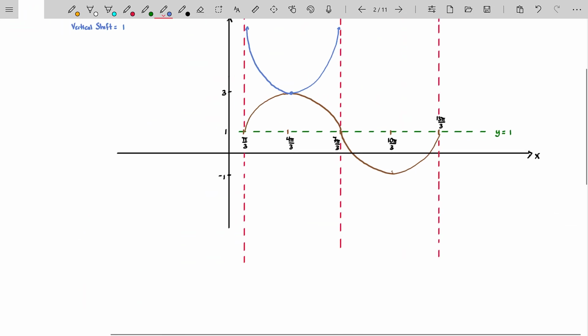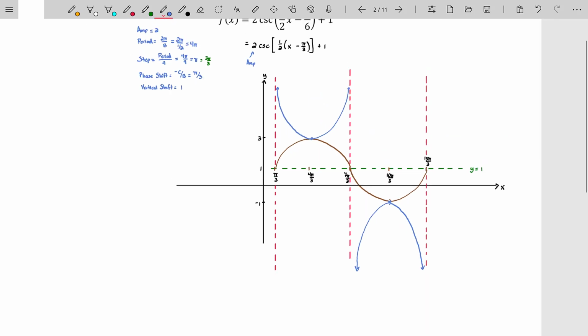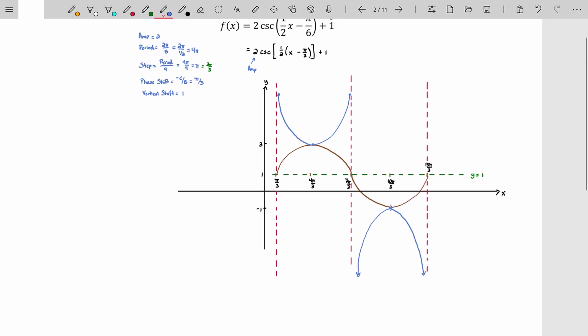Now, I want to be very clear, this is only one period of the cosecant curve. So this is something you need to be aware of. It's not the entire cosecant curve, but it's one period of the cosecant curve.